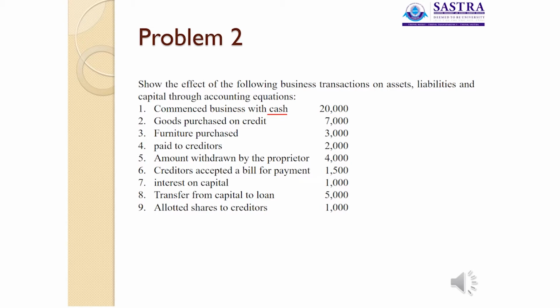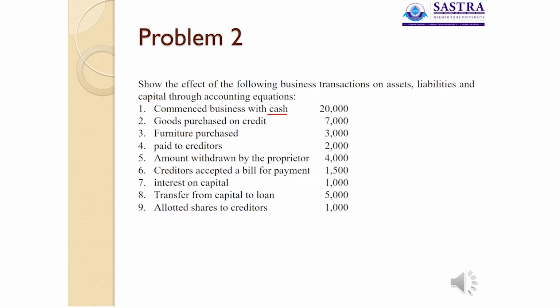Okay, so cash increased and capital is also increased. Here the transaction is an increase in asset and an increase in the amount of capital, rupees 20,000. Then the next transaction is goods purchased on credit.